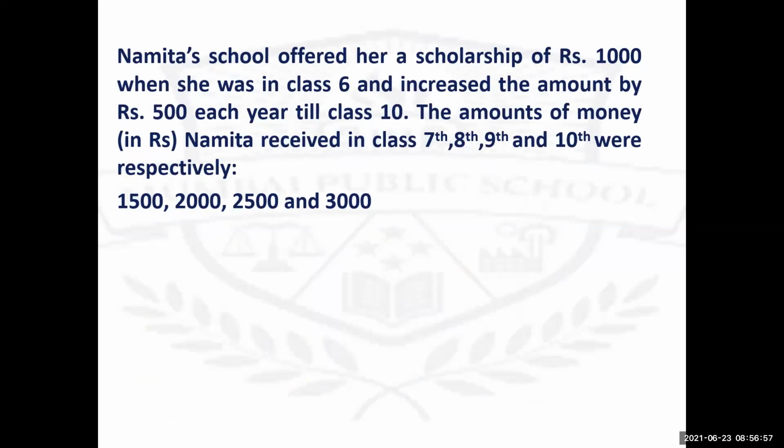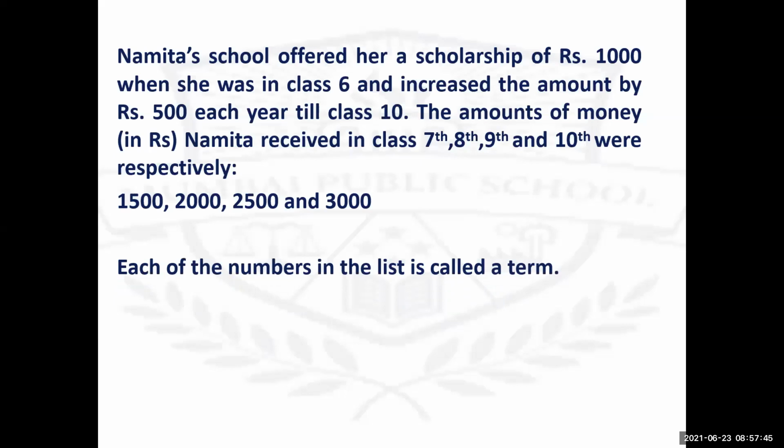Namita's school offered her a scholarship of ₹1,000 when she was in class 6 and increased the amount by ₹500 each year till class 10. The amount of money in rupees Namita received in class 7th, 8th, 9th and 10th were respectively 1500, 2000, 2500 and 3000. Now check, each year the amount has been increased by 500 rupees. So first it was 1000, then 1500, then 2000, 2500, then 3000.